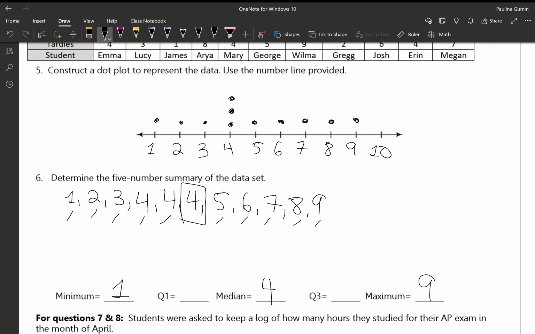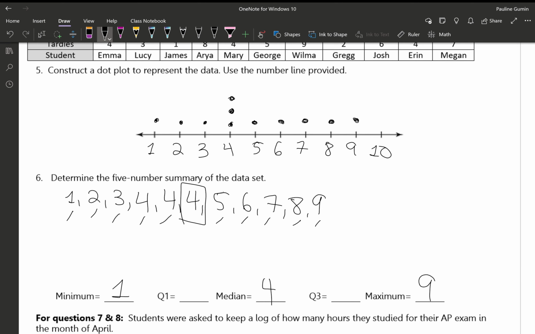Why did I say quadrant? I don't think it's quadrant, but that's okay. It's Q1 and Q3. Anyways, quartile. That's what it is. Not quadrant, it's quartile. Sorry, friends. Quartile 1 and quartile 3 are the medians of the right and left side.